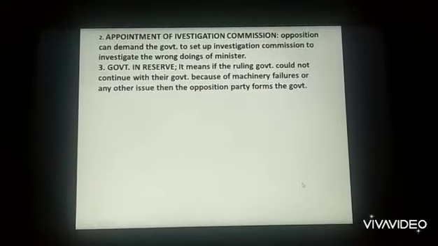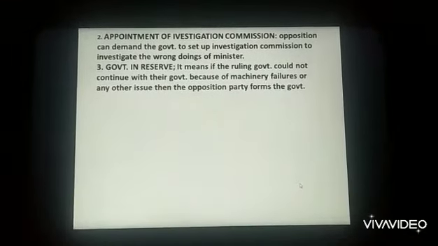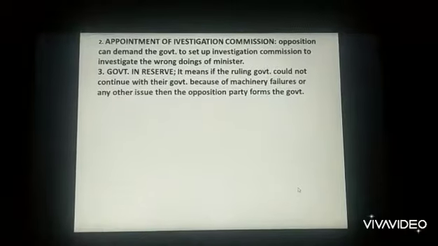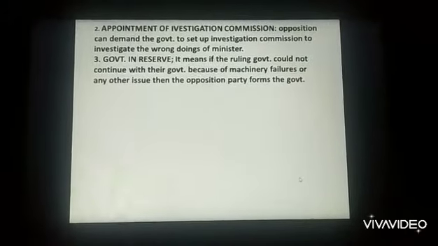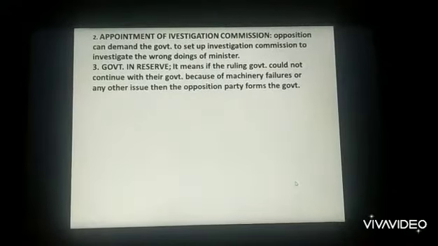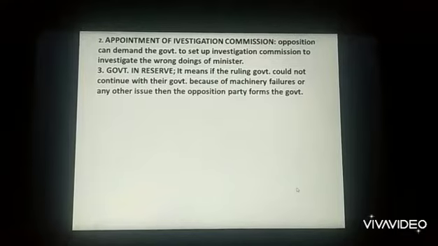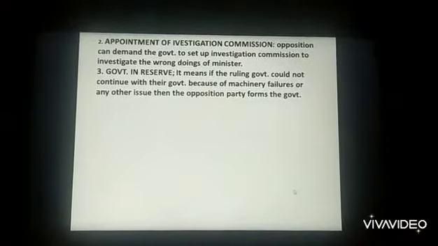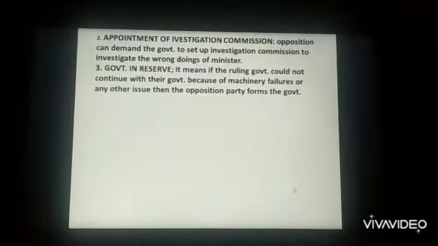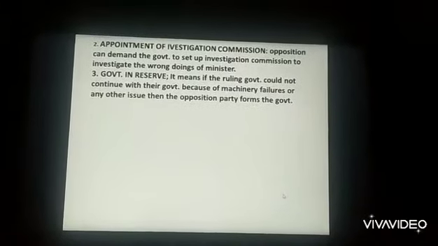The third one is that the opposition acts as a government in reserve. Now what does government in reserve mean? When the ruling government could not continue anymore because they could not win the confidence of the people, or because of some machinery failures in the government, then definitely the opposition party will set up a new government.